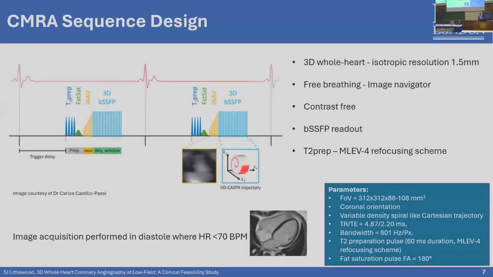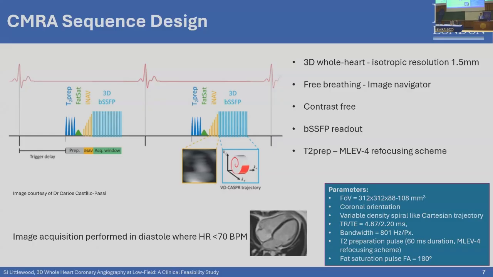So the framework, which may be familiar to many of you, is an ECG-triggered 3D whole heart free-breathing sequence, which is contrast-free, with a bSSFP readout. K-space is sampled using a variable density spiral-like Cartesian trajectory with 3 times undersampling.